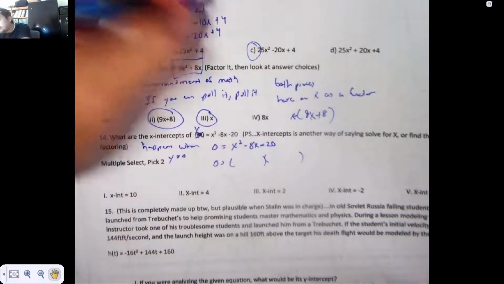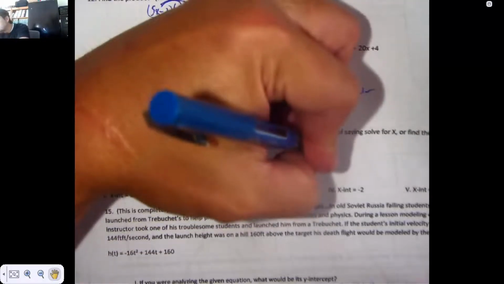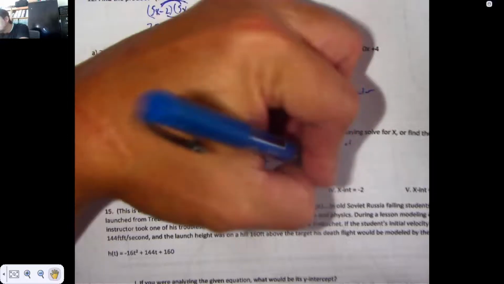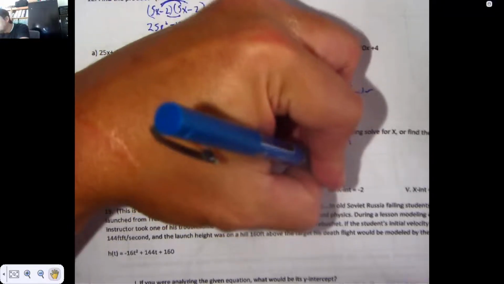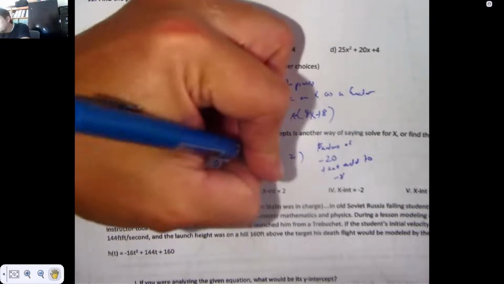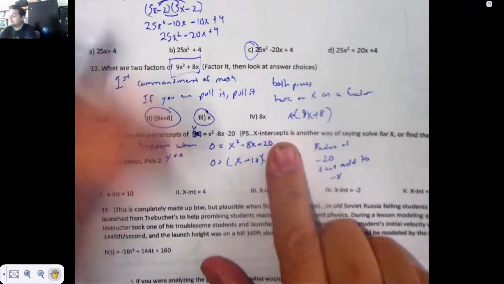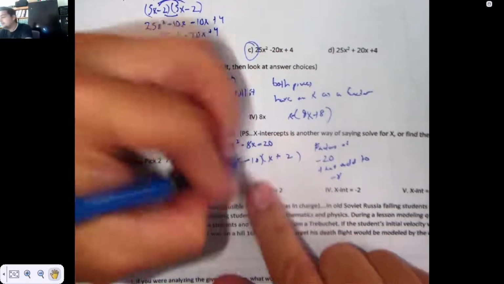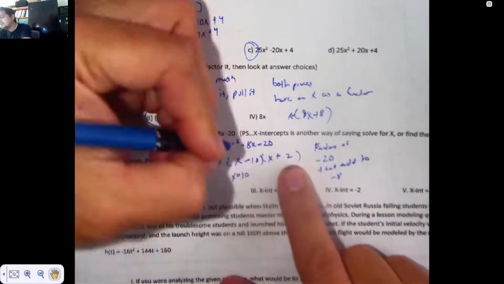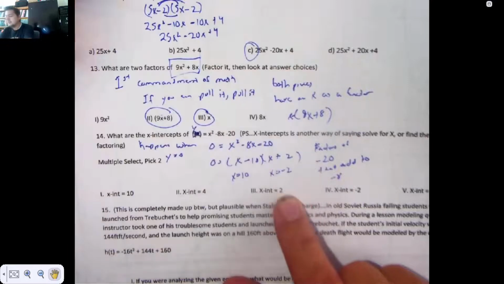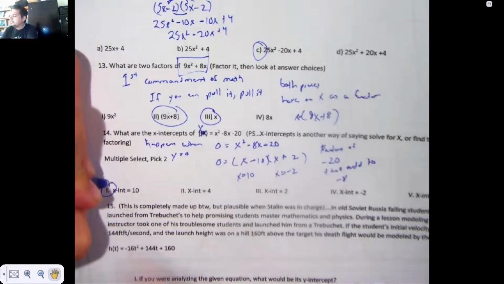And here we have the case of factoring when a is 1. It's factors of negative 20 that add to negative 8. So it's got to be a 10 and a 2. And to be a negative 8, the 10 is negative and the 2 is positive. And then we use our cover-up technique. That one says x is 10. That one says x is negative 2. So 10 and negative 2.